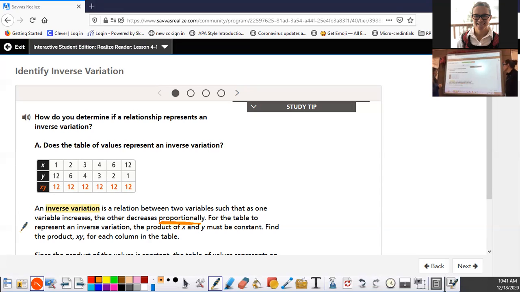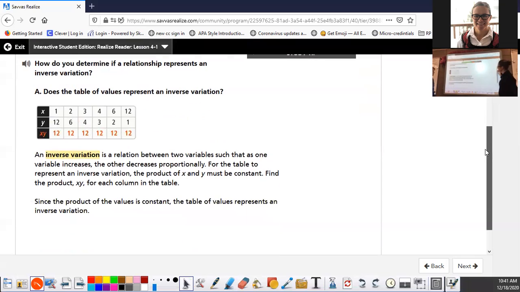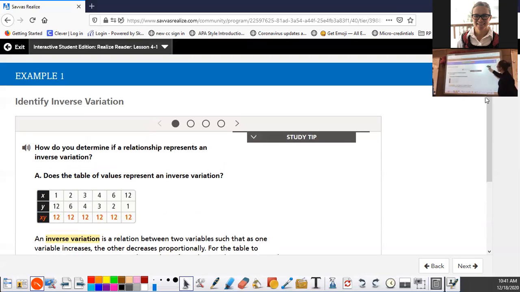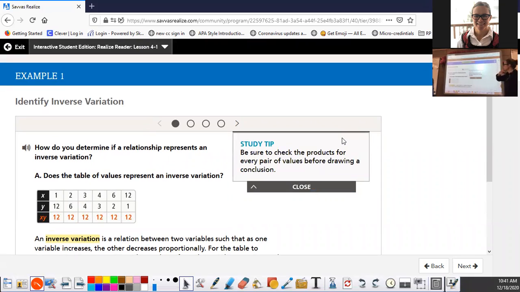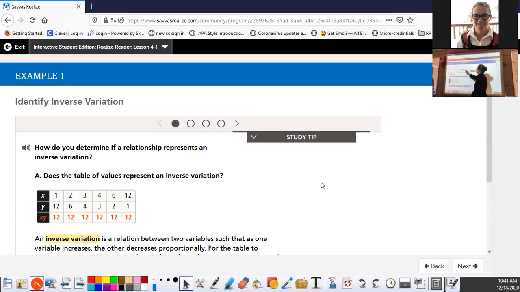For the table to represent an inverse function, the product of x and y must be constant. So 1 times 12, 2 times 6, 3 times 4, 4 times 3, the product is staying the same. And I appreciate how they added a row to their table where they did x times y, and they found that that product was that constant 12. So if you ever see, does this represent inverse relationship? Check to see, does x times y give you the same number? And so then they're going to rearrange. Be sure to check the products for every pair of values before drawing your conclusion.